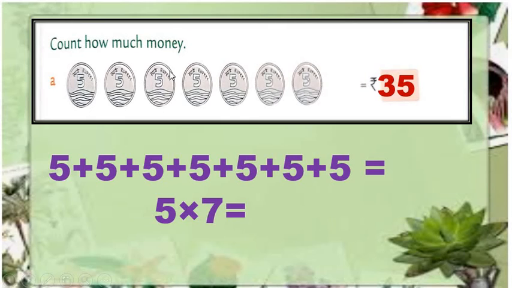How can you write this exercise in your notebook? You have to draw the circle and write the value of that coin only, 5. Make a circle and write 5 inside it. Make 7 circles. Is equal to, make a rupees sign and in this box write the total amount of that money.